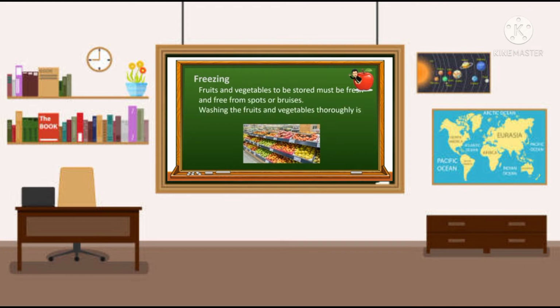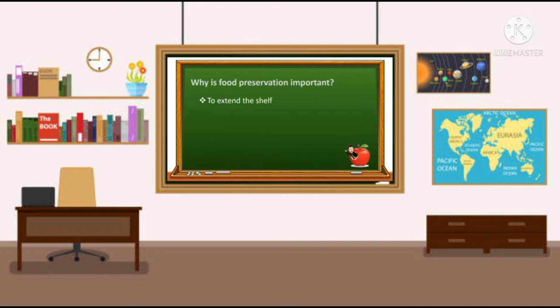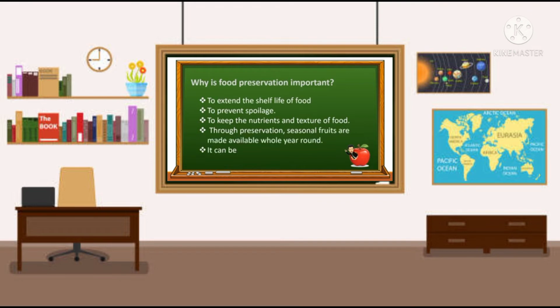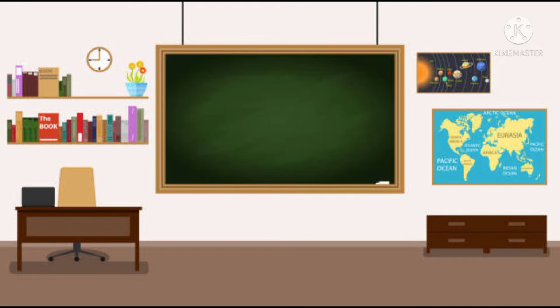Washing the fruits and vegetables thoroughly is important. You can peel and cut food according to your preferred size. For meat, poultry, and seafood, it is important to check its freshness. Why is preserving food important? It extends the shelf life of food by preventing spoilage. It keeps the nutrients and texture of food. Seasonal fruits are made available all year round. It can be a source of income. Thank you for watching. I hope you learned something.